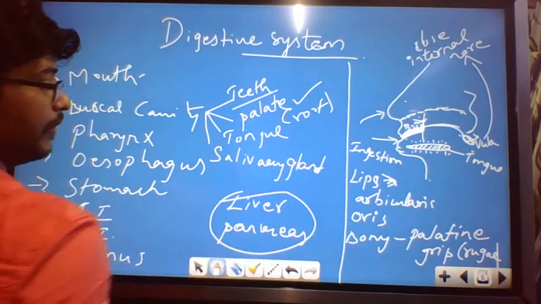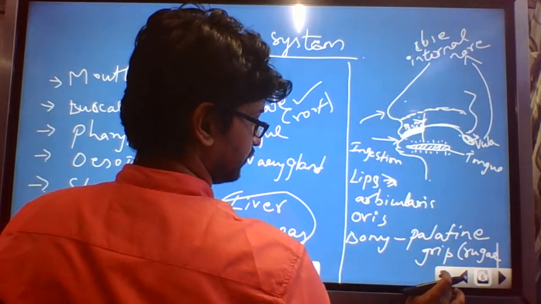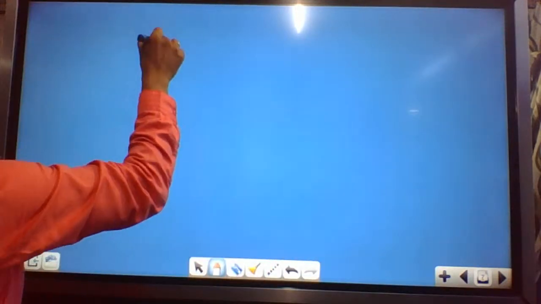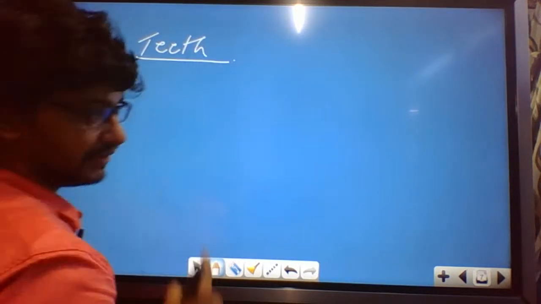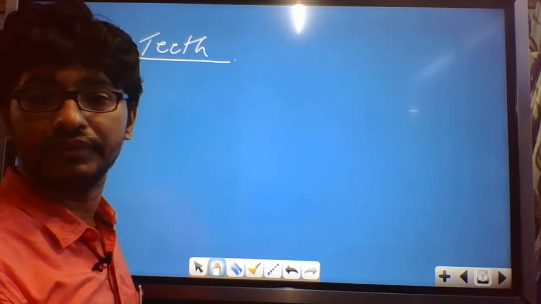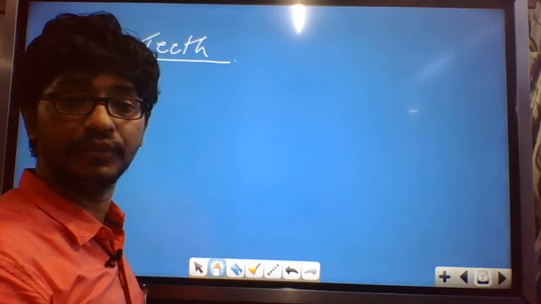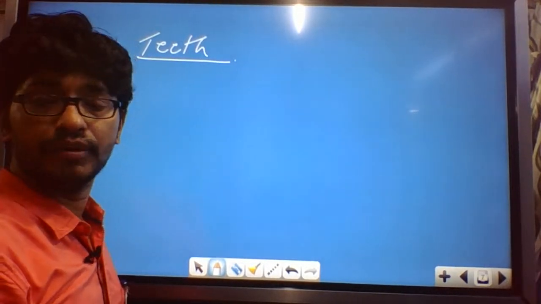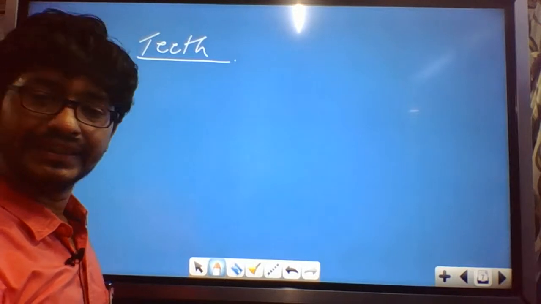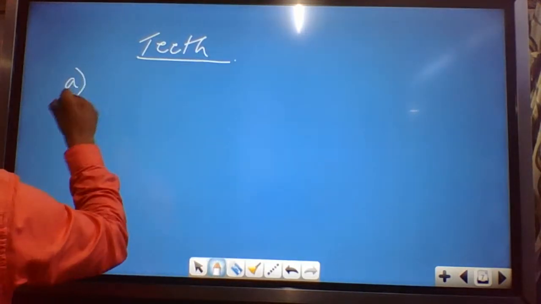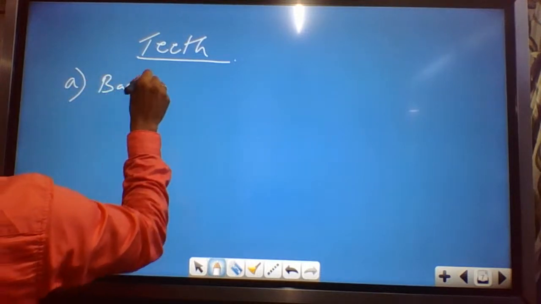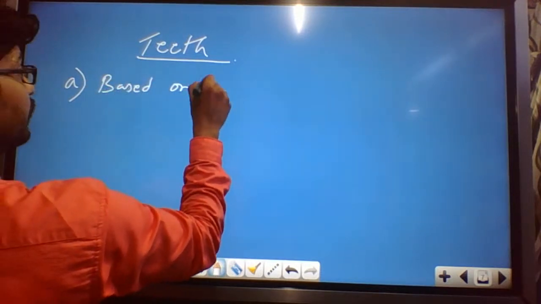Teeth பத்தி பார்ப்போம். When we talk about the teeth, teeth are playing a very important role as far as digestion is concerned. Just imagine பல்லே இல்லாம நீங்க digestion நடக்கும்னு கற்பனை பண்ணி பாத்தீங்கன்னா எப்படி இருக்கும்னு தெரியும். So teeth are playing a very important role as far as digestion is concerned, right? As far as teeth is concerned, teeth classification இருக்கு. So the first classification is based on number of sets.